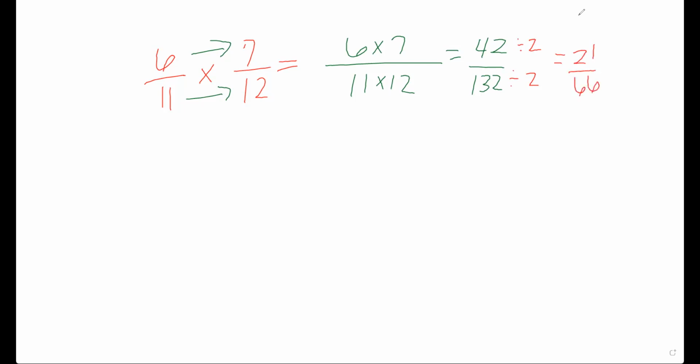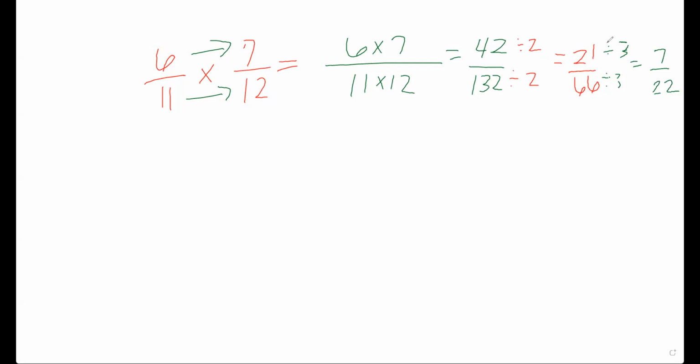So 21 is odd and 66 is even, so I know I can't divide by 2, but I know by looking at them that I can reduce again by 3. That just comes with practice. You don't have to know how to do this extensively for this exam, just the basics of it. 21 divided by 3 gives me 7, and 66 divided by 3 gives me 22. And that's our final answer.